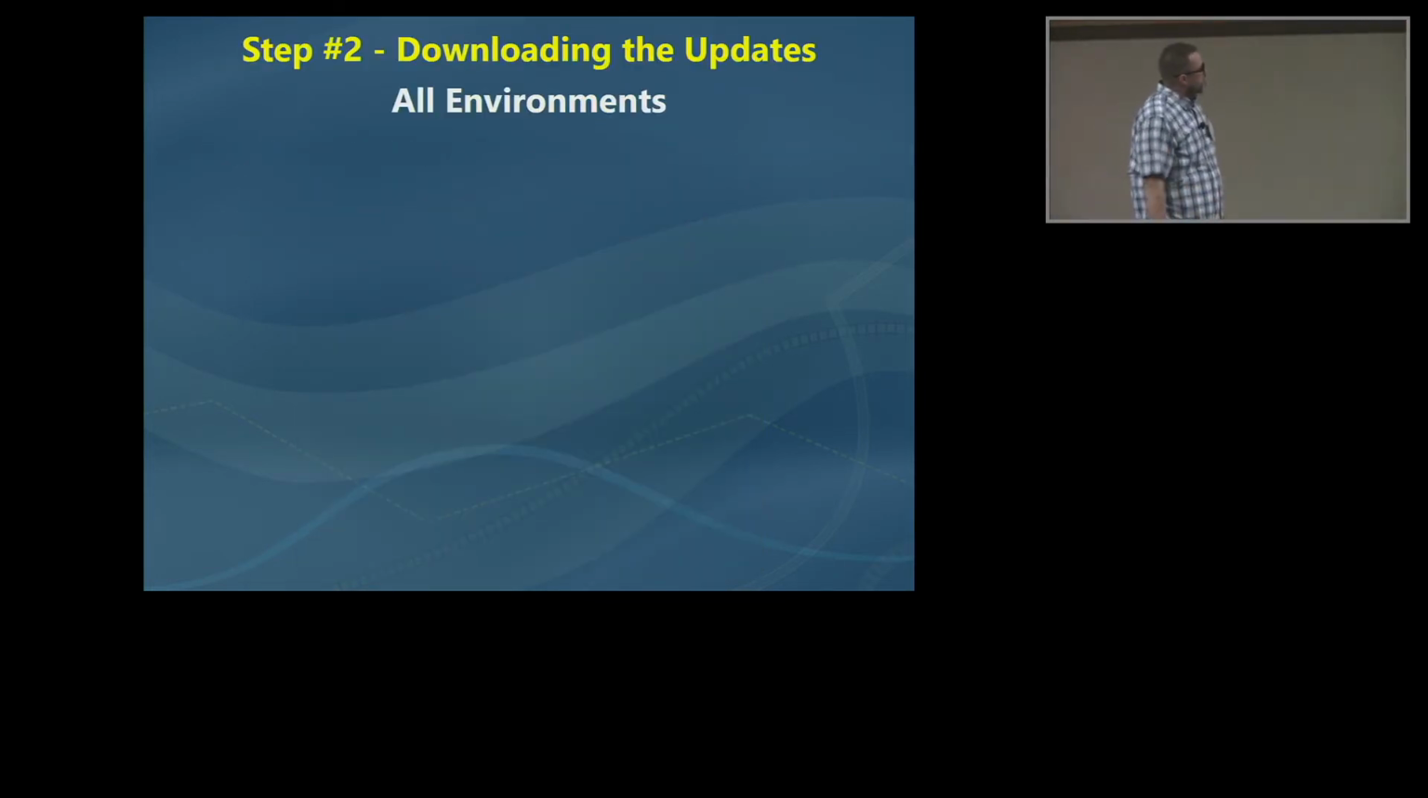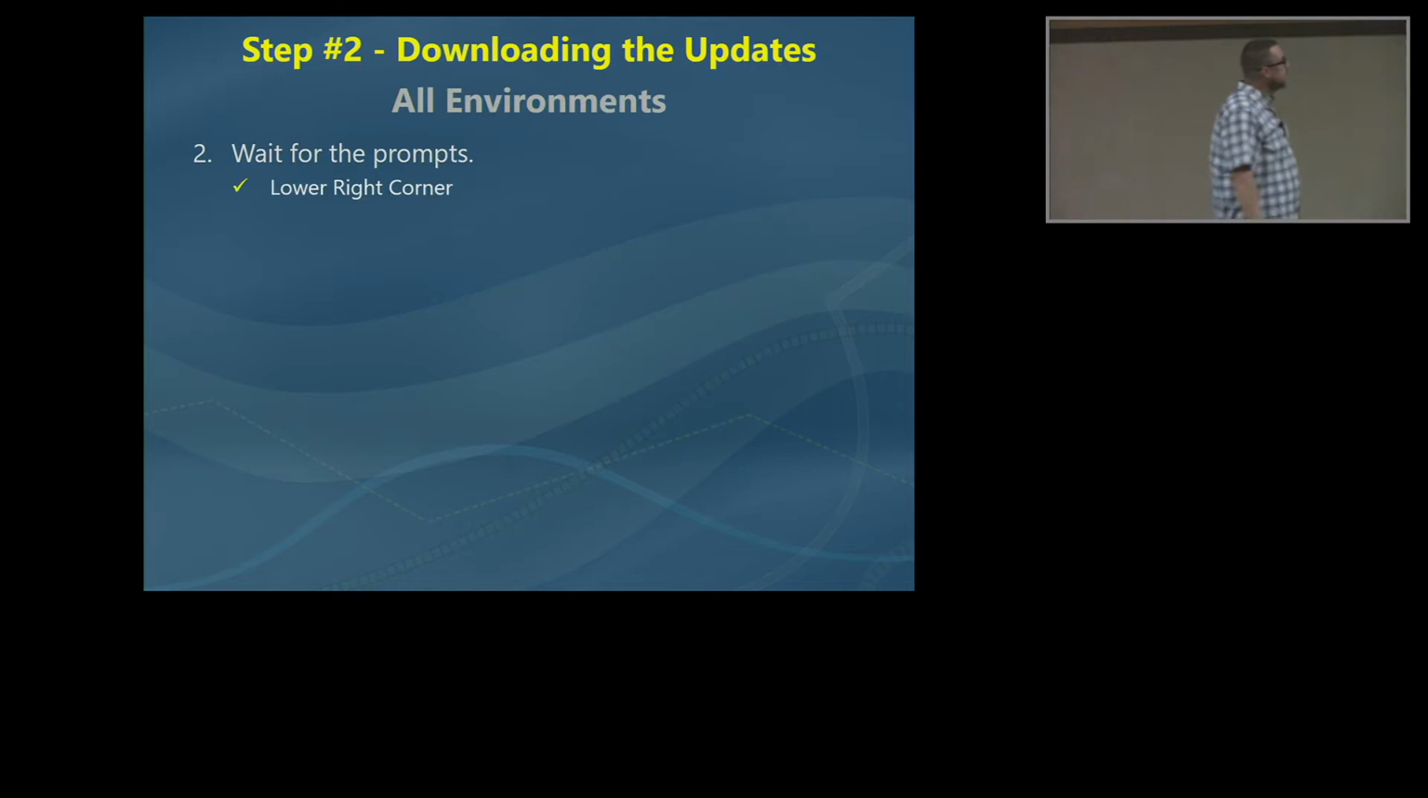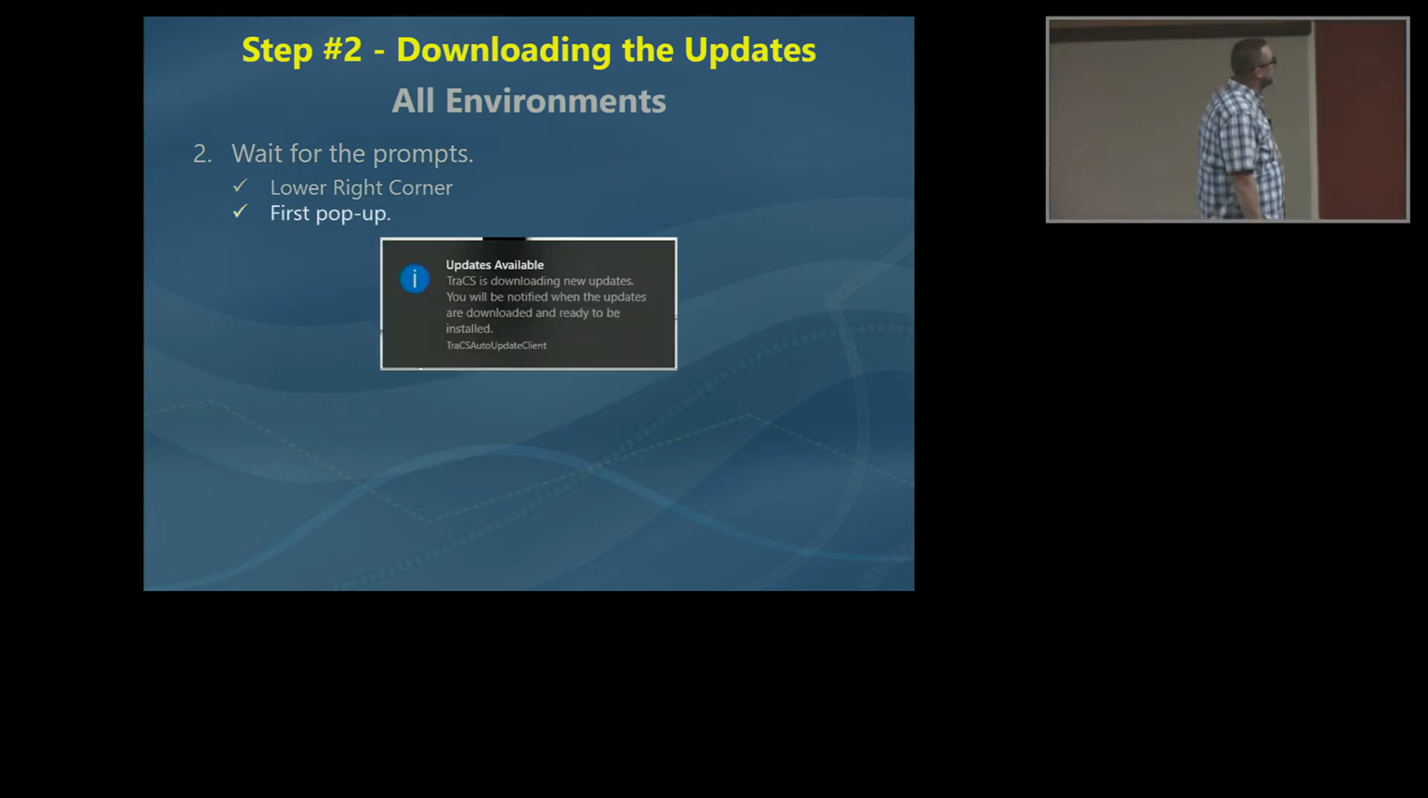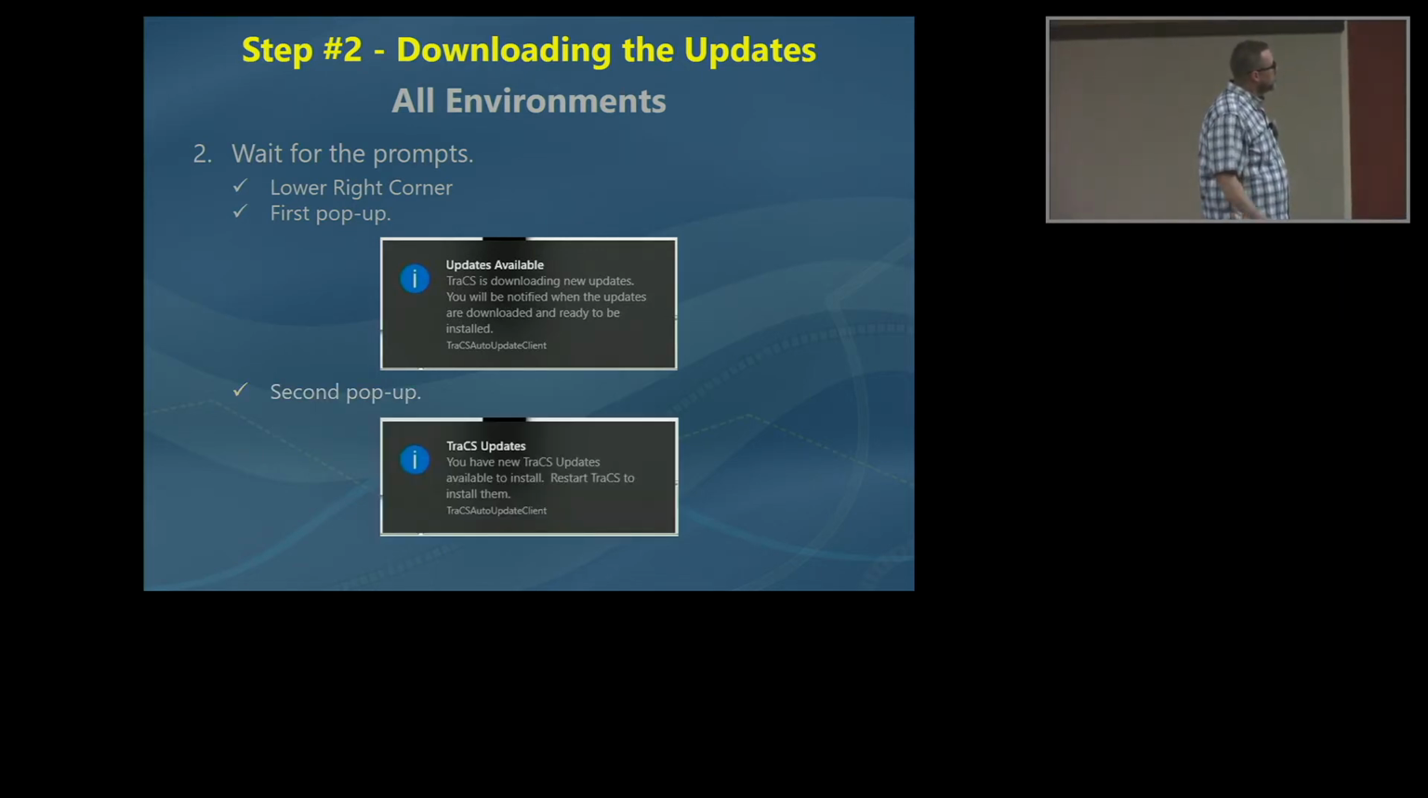In all environments, when you're downloading updates, there are a couple of things to look for. You're going to wait for the prompts in the lower right corner. The first pop-up looks like that. It'll say updates available, you'll be notified when these updates are downloaded and ready to be installed. So that pops up in the lower right. The second pop-up says these are all downloaded, they're available to install, restart and install them.